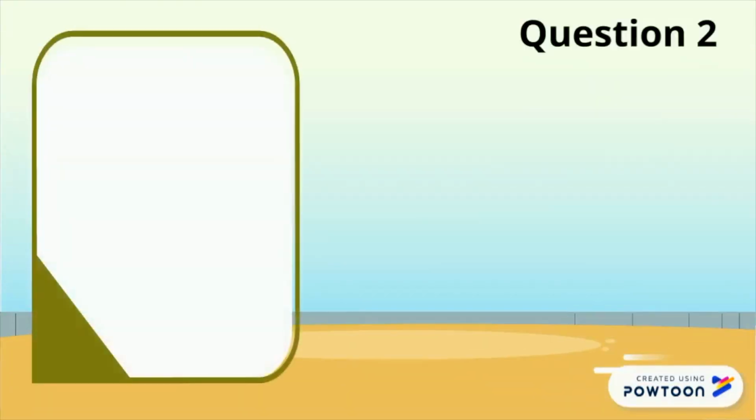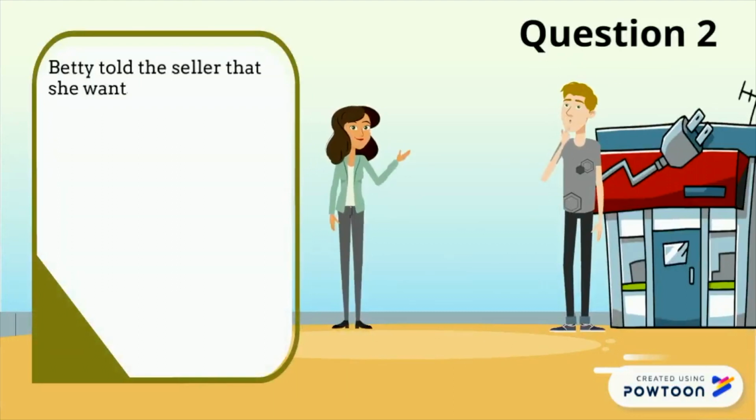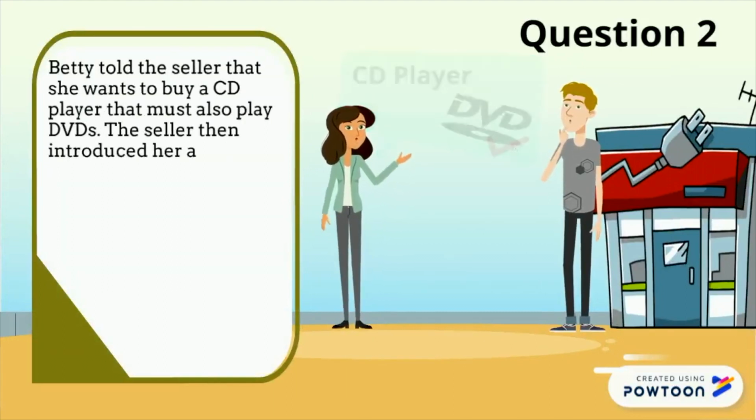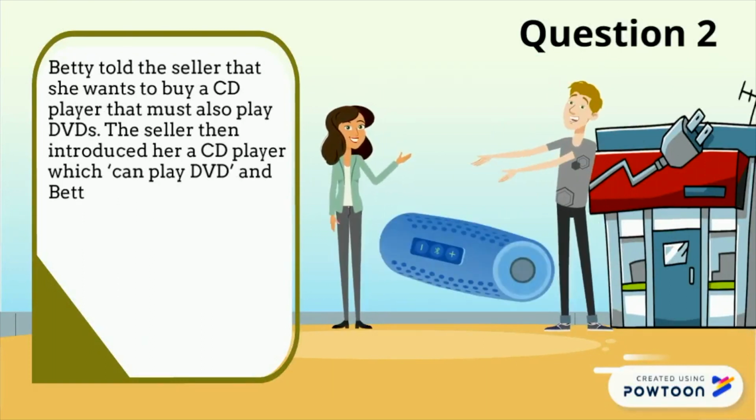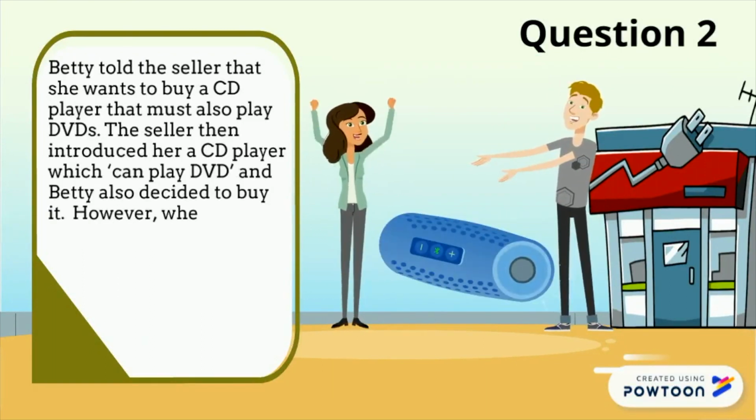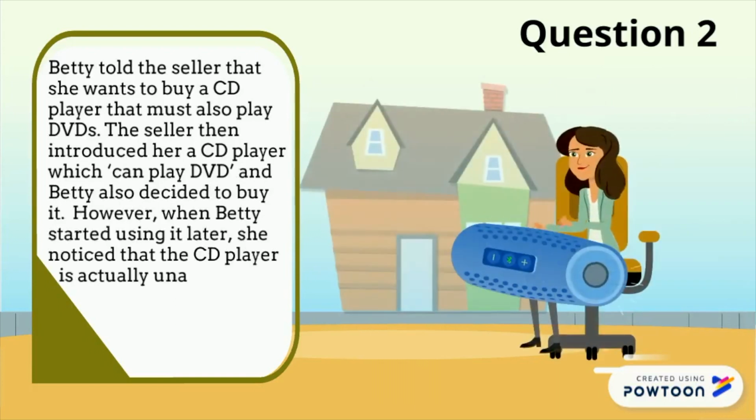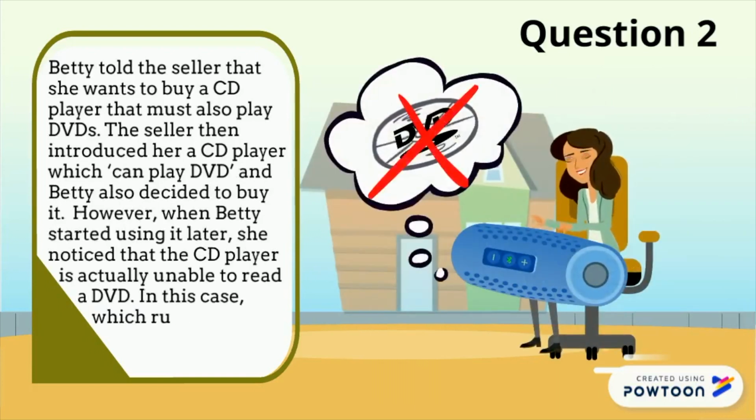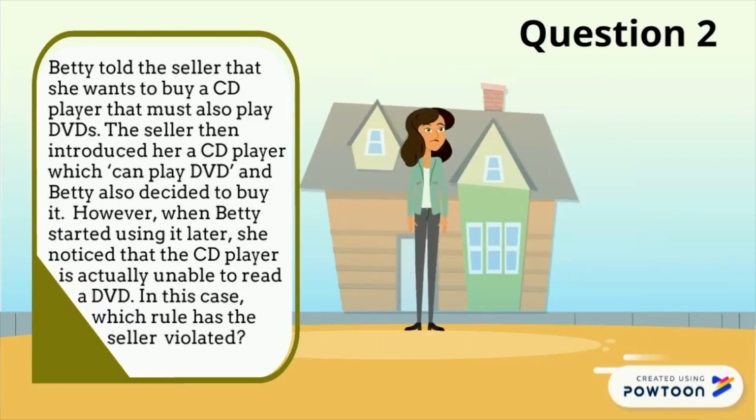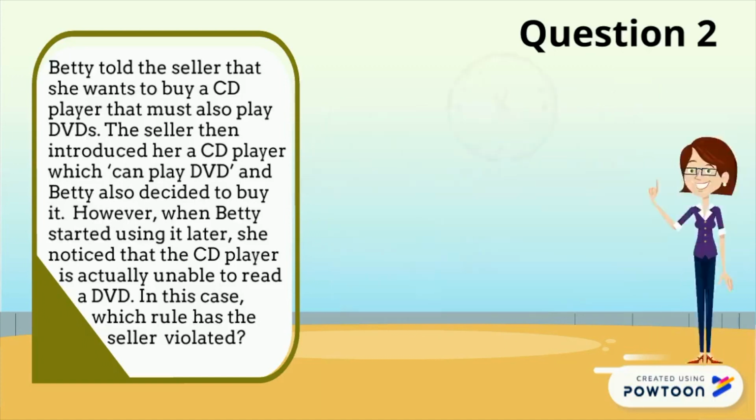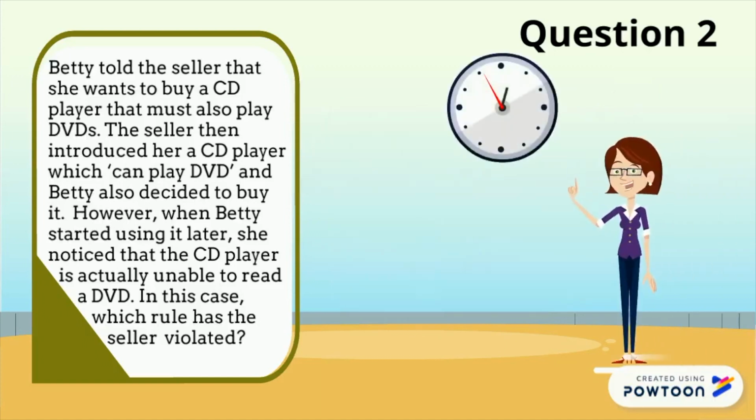Next question. Betty told the seller that she wants to buy a CD player that must also play DVDs. The seller then introduced her a CD player which can play a DVD, and Betty also decided to buy it. However, when Betty started using it later, she noticed that the CD player is actually unable to read a DVD. In this case, which rule has the seller violated? Try to look for the right answer in 10 seconds.